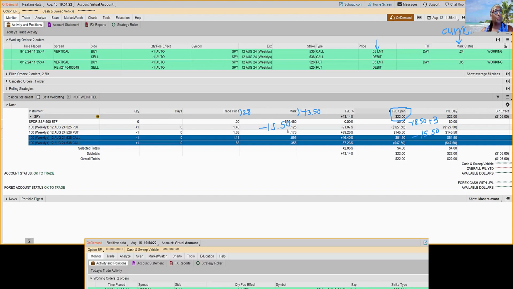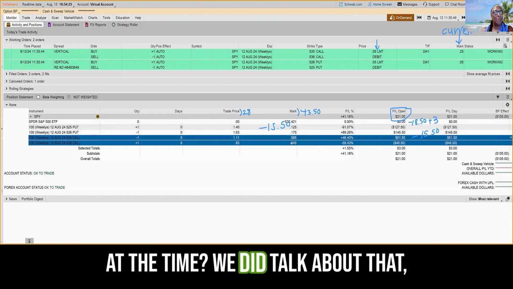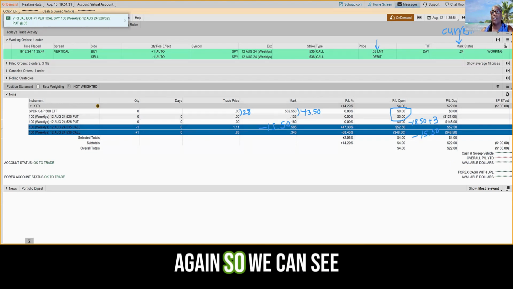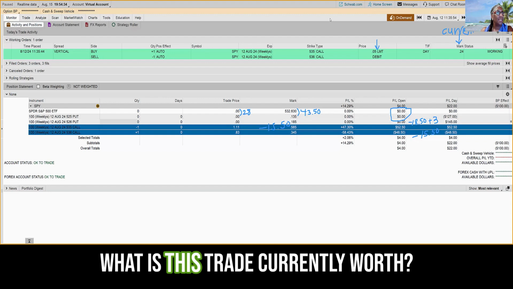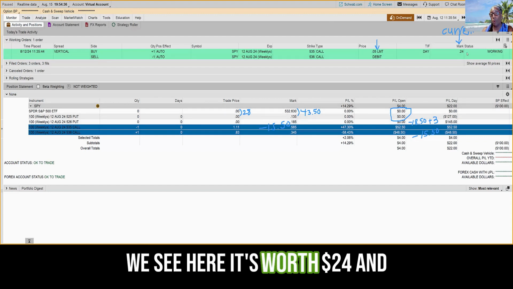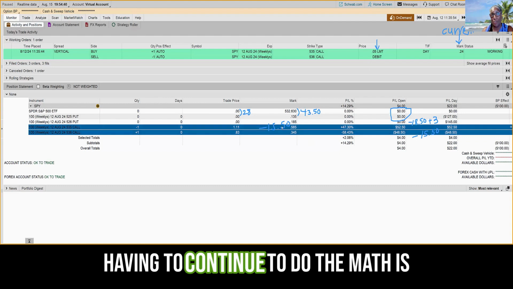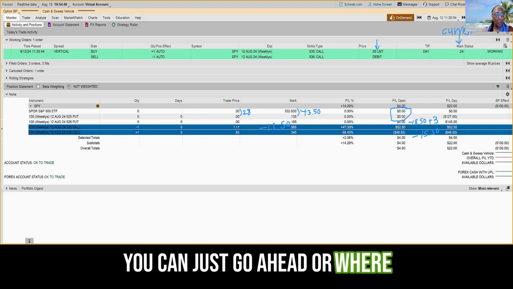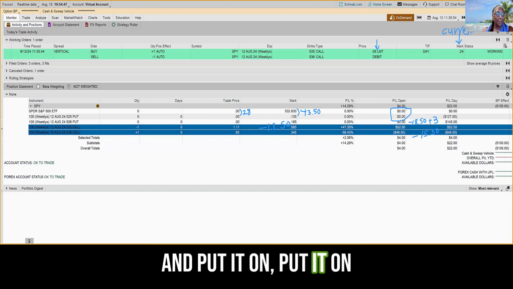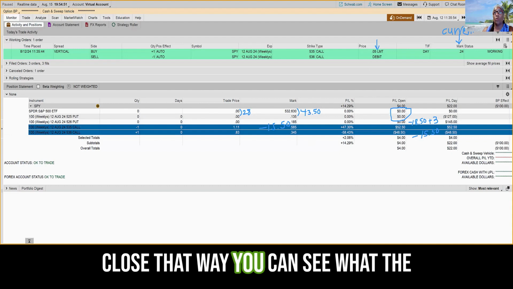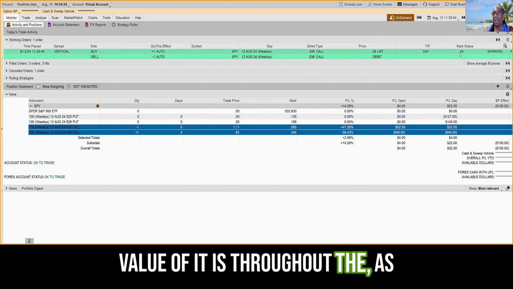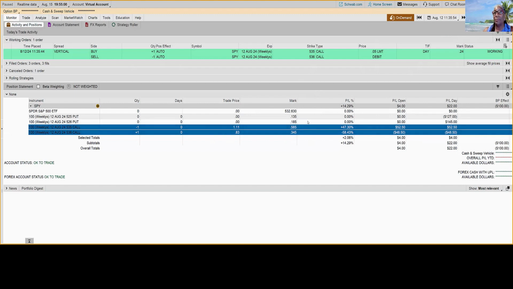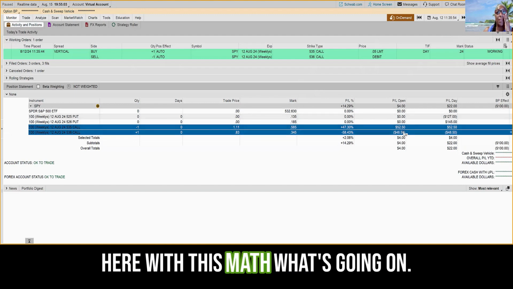Okay, so did we come up with what it was worth at the time? We did talk about that. Okay, that one matched up. Now we're pausing again so we can see what this trade is currently worth. We see here it's worth $24, and that's one way to do it without having to continue to do the math: you can just go ahead and put it on close. That way you can see what the value of it is throughout as time is moving. But of course, you can always do this math through the day. And you should be able to see right here with this math what's going on.